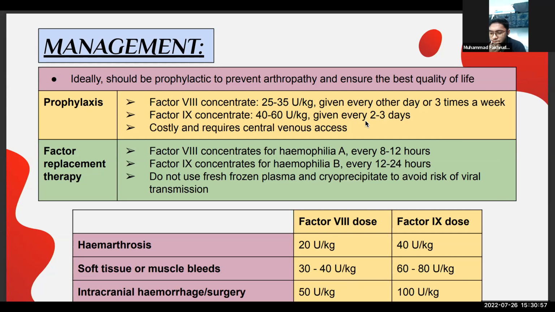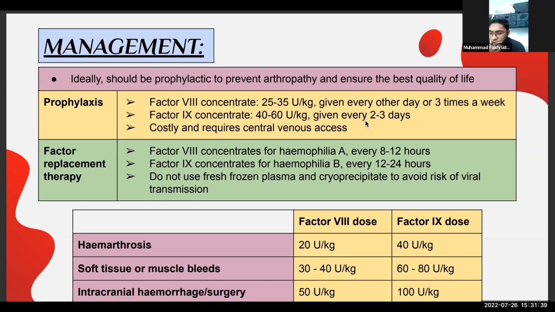It is actually costly and requires central venous access. For factor replacement therapy, we can give factor 8 concentrate for hemophilia A every 8 to 12 hours, and for hemophilia B, we can give factor 9 concentrate every 12 to 24 hours. For replacement therapy, we do not use fresh frozen plasma and cryoprecipitate, to avoid the risk of viral transmission.